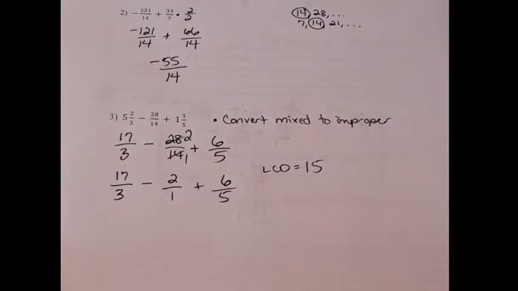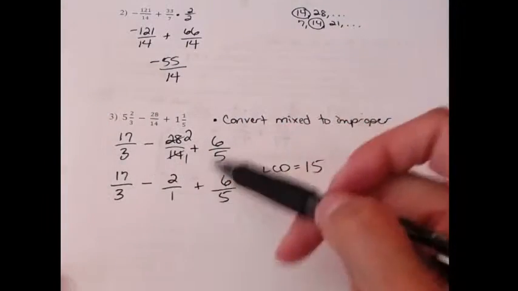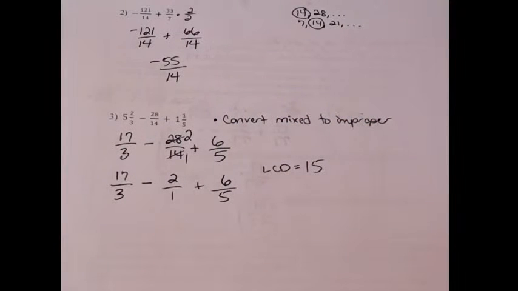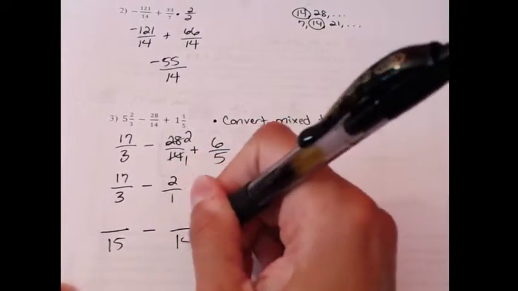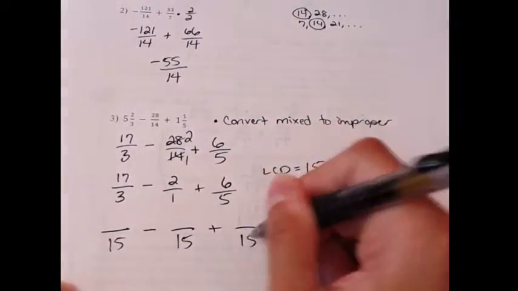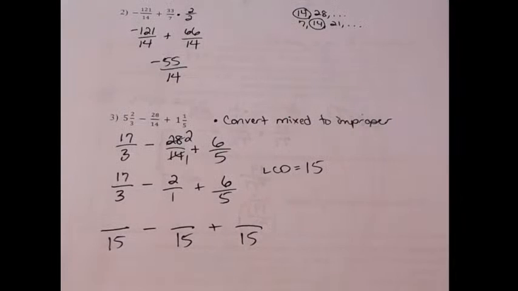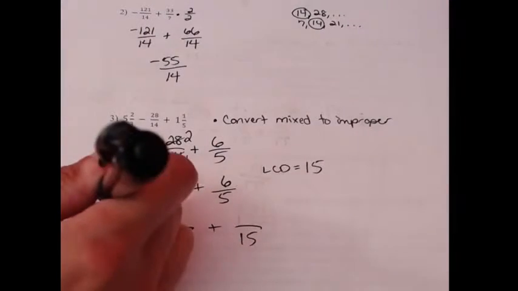Once I know what my LCD is, I simply multiply every fraction by the factor that is missing to ensure that my denominators are all 15. So think of it this way. We know that the denominators must be 15, right? So it's almost like I'm writing the fractions in there and then I'm going to adjust them. So to make this happen, I had to multiply my first fraction by 5.